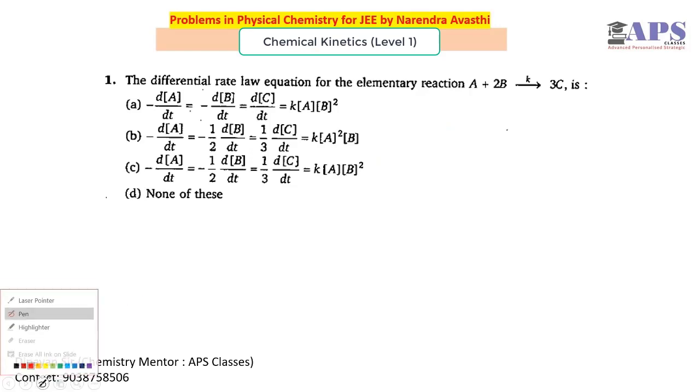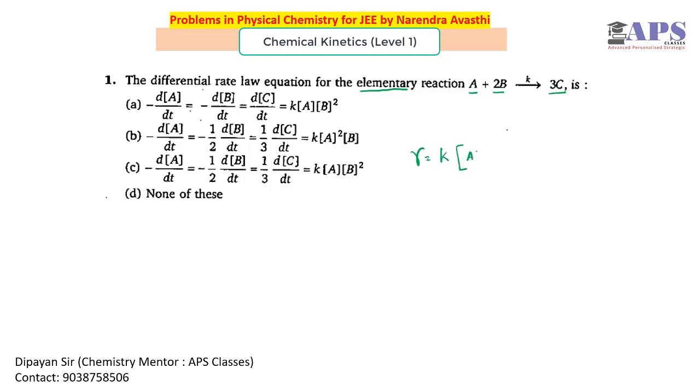In question number 1, this is a case of instantaneous rate where we have an elementary reaction A plus 2B and product is 3C. So for any kind of elementary reaction, we can write the overall rate equation as R equal to rate constant K multiplied by concentration of A to the power 1 and multiplied by concentration of B square. So from this we can say that there is a possibility of option A and possibility of option C.